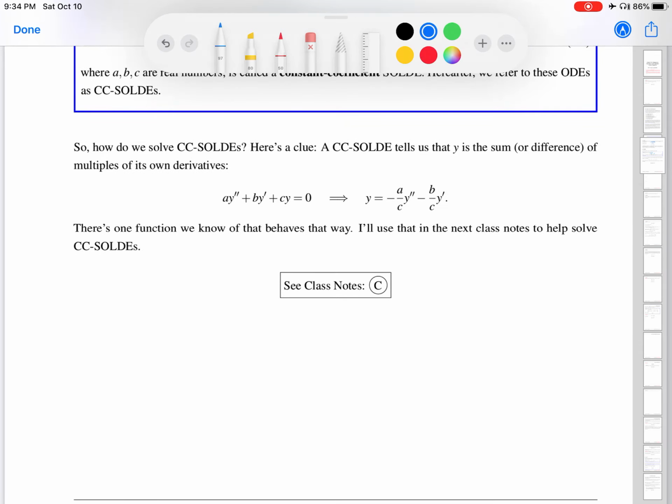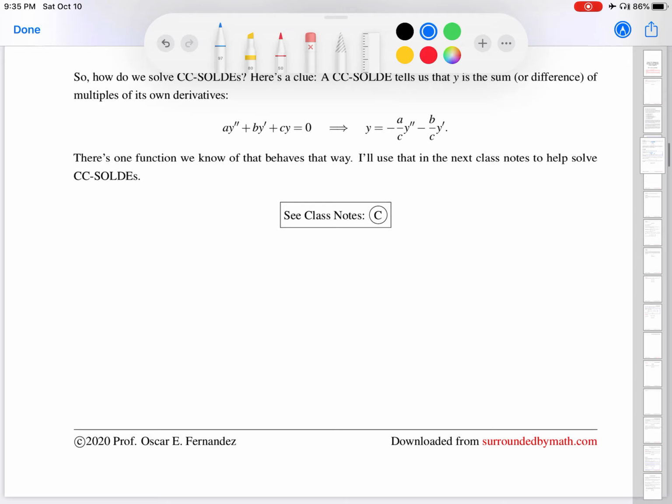This is me trying to indicate that, if we want to try to solve these types of ODEs, the form of the ODE itself is a clue as to what functions might be in the solution. And the clue here is that the unknown function y is literally related to its derivatives, first and second derivatives, by these numbers. And I say in here, there is definitely one function that we know behaves that way, and this is sort of the teaser to what we will do in this class notes.